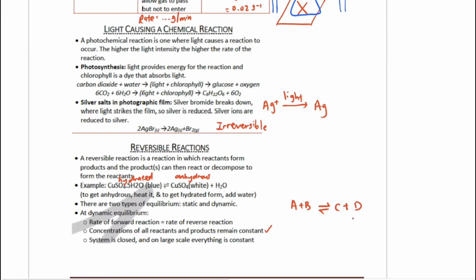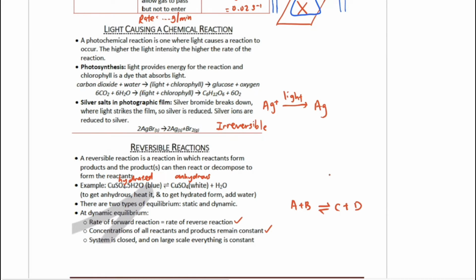C and D will react backwards to form A and B at the same rate. We call it the rate of the reverse reaction. So the forward reaction happens, and the backward reaction also happens. They happen at the same rate, and that's why there is no change in concentration. So the reaction is still happening. The system is closed, and on a large scale, everything is constant. That means the concentration is constant.